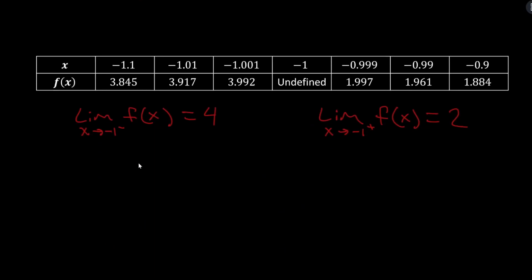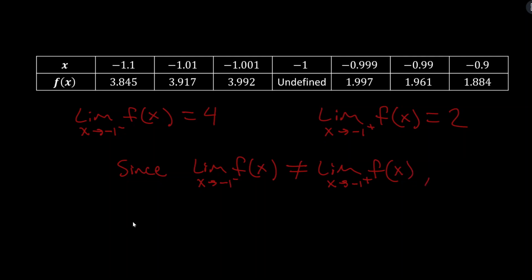So let's write a sentence to justify this. Since the limit as x approaches -1 from the left does not equal the limit as x approaches -1 from the right, the two-sided limit, or just the limit, does not exist. And that's what we can conclude from the left and right limits that we just found. Awesome. Hopefully that's making sense.